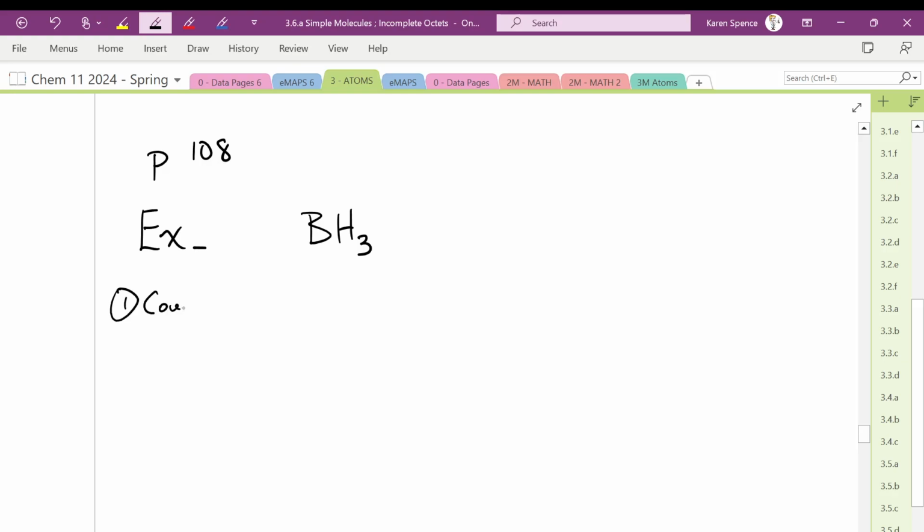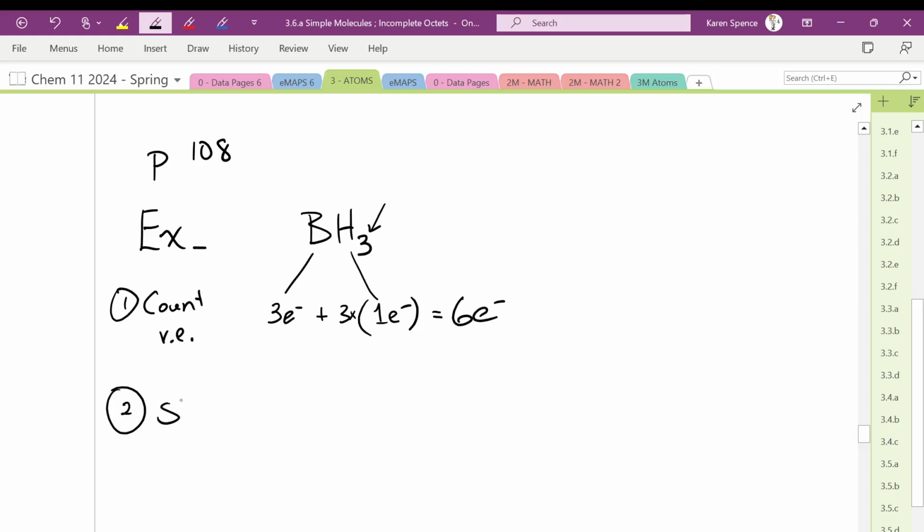Step 1, count the valence electrons. How many valence electrons in boron? 3. It's in group 13. How many valence electrons in hydrogen? 1. But we need to multiply that by 3 because we have a 3 there. So now we're going to add that. So 3 plus 3 is 6. Okay, so we have 6 electrons.